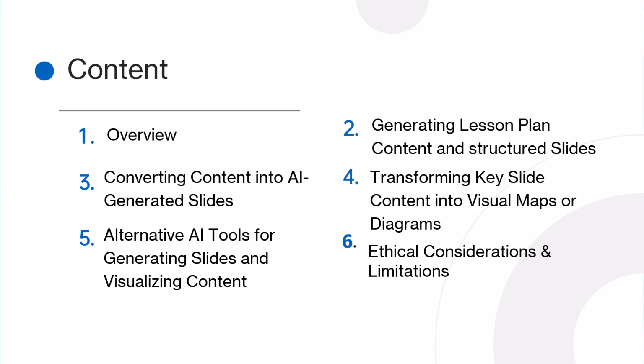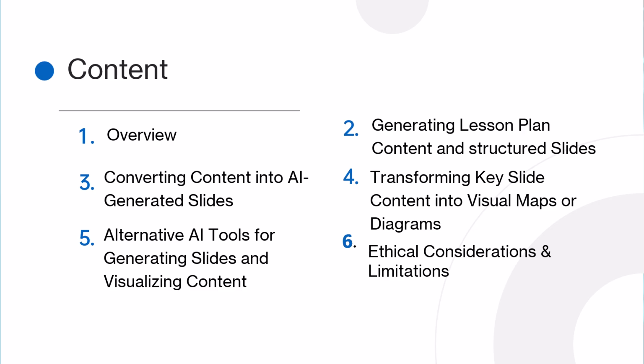Next, we'll take a brief look at ChatGPT. Many of you already know it, but we'll focus on how to use it with simple but effective prompts. Then comes Gamma AI, a tool that transforms your lesson content into professionally designed slides. After that, we'll introduce Napkin AI, which turns complex concepts into visual maps and diagrams. It's a powerful tool for helping students make connections and understand abstract ideas visually.